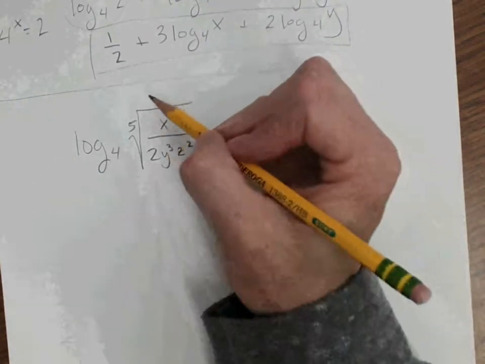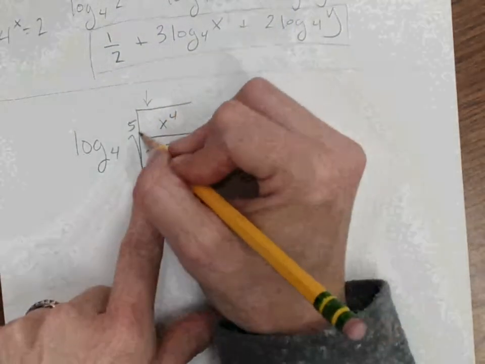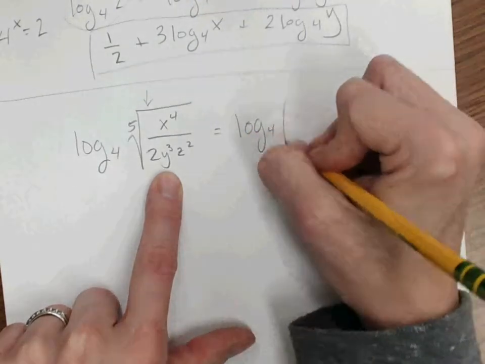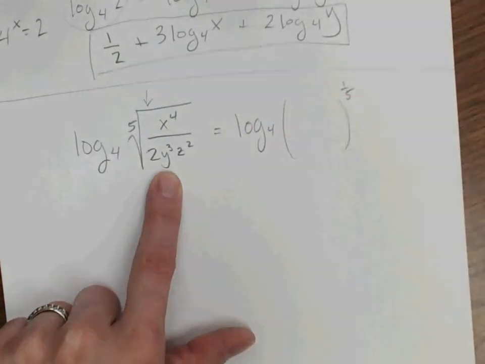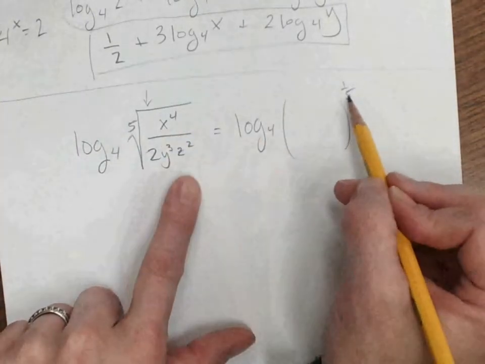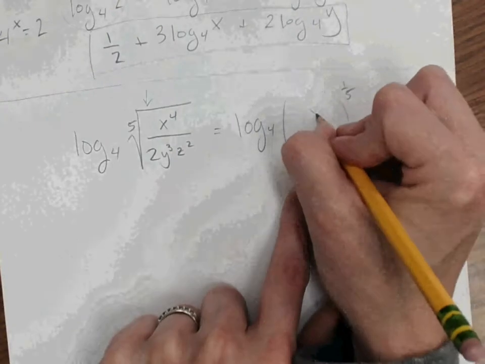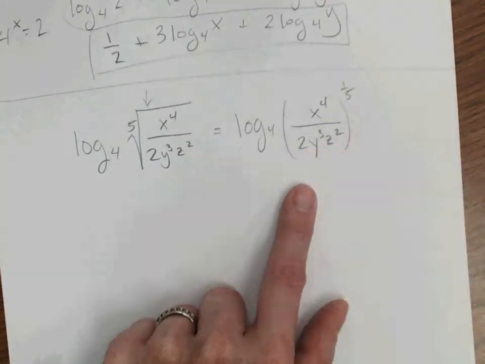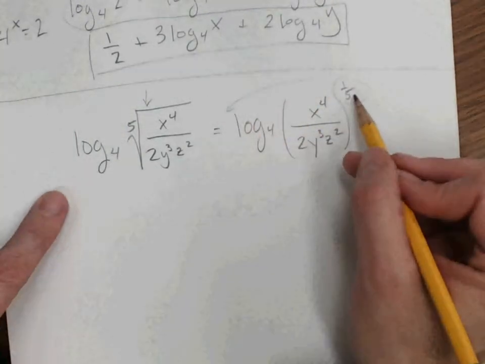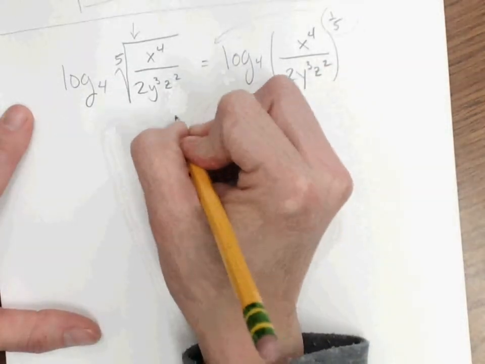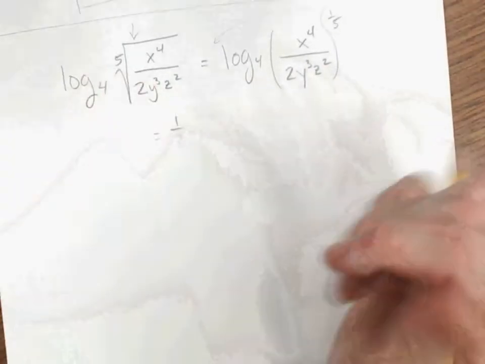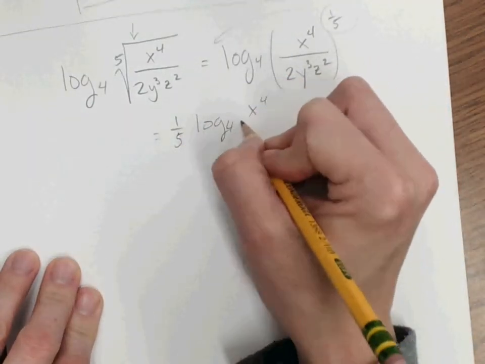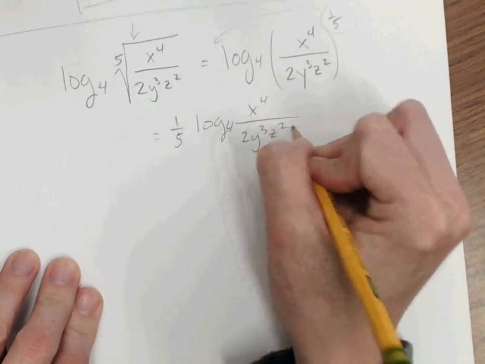Isn't there another way that I could write this radical? This radical does not have to be this weird root symbol thing. Instead, we can rewrite it as a fractional exponent. Remember, anytime that we see a radical, we can just change it into that fractional exponent, because if I've got an exponent in there, I know how to deal with it. I can get rid of this power first, so that I'm dealing with something a little bit easier. Oh, not 1/2, 1/5, sorry. 1/5 log base 4 of x to the 4th all over 2y cubed z squared.